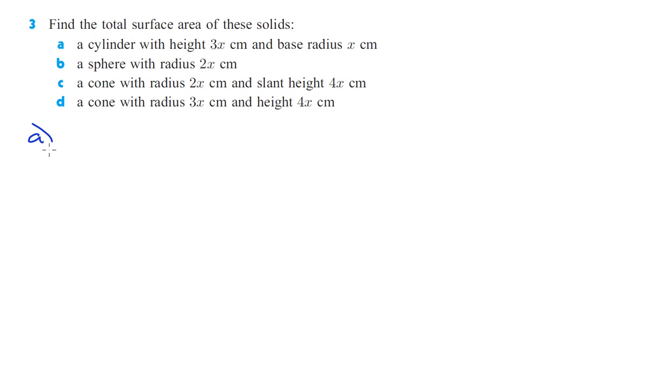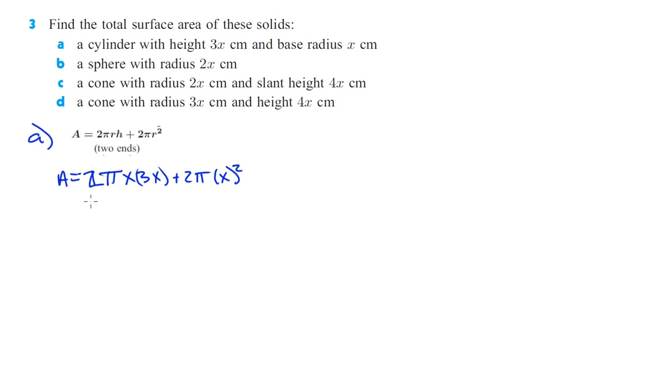Okay, so this is A. Let's try that one out first. So area is, let's undo this. Let me get rid of this. Okay, so now I got rid of my formula. Okay, here we go. So 2 times pi times the radius, which we know is x, times the height, which is 3x, plus 2 times pi times our radius, which is x squared.